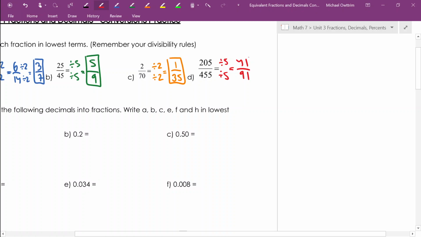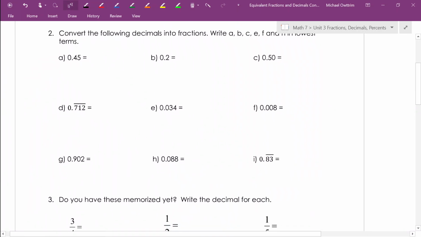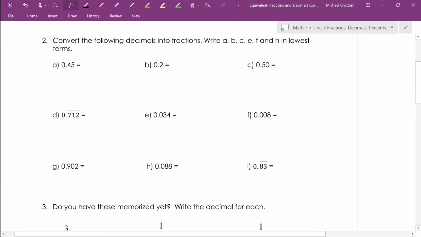41 I happen to know is a prime number, and therefore does not divide by anything else. If you didn't know that 41 was a prime number, you'd try dividing it by 2, 3, 4, 5, 6, 7, 8, 9, using your divisibility rules. It doesn't divide by any of those, and so we can be pretty confident that there are no further simplifications possible. Taking a look at question 2, we want to convert these decimals to fractions.